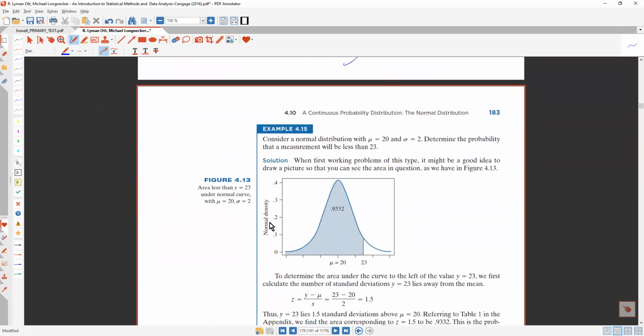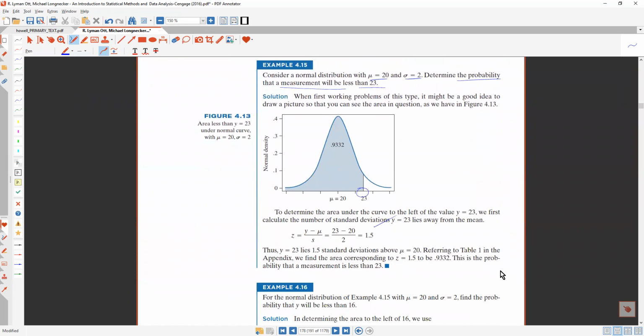Here's one example where instead of the mean of 100 that we just had, this is a mean of 20, there's a standard deviation of 2. Well, we want to determine the probability that a measurement will be less than 23. Well, there's 23. And when we compute this, we get a z-score of 1.5. Well, just as the book does here, they refer to table 1 in the appendix, and they find that the area to the left of 1.5 is equal to 0.9332. That's all this area over here. So you see, that's why you're using that table at the back of the book. It allows you to compute those areas under the curve.